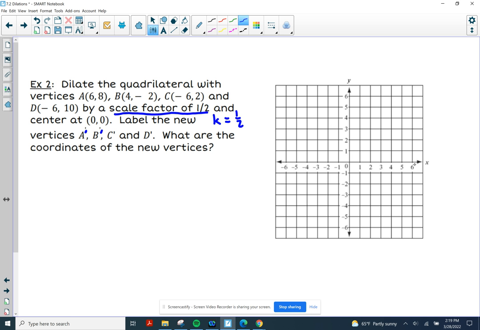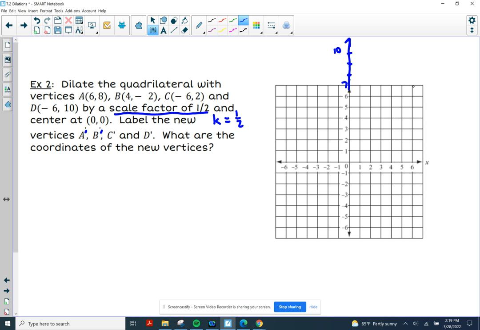So we have 6, 8. Oh, we're off the graph. I need to go a little bit higher. So this is 7. 8's going to be right there. 9 is there. 10 is there. So we need to go as high as 10, because point D goes up to 10.